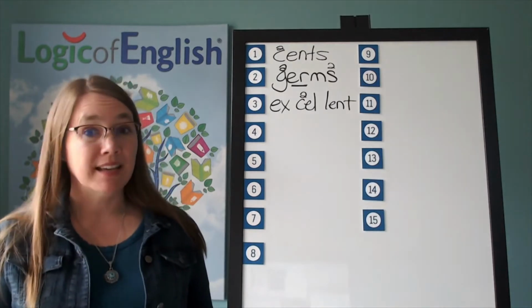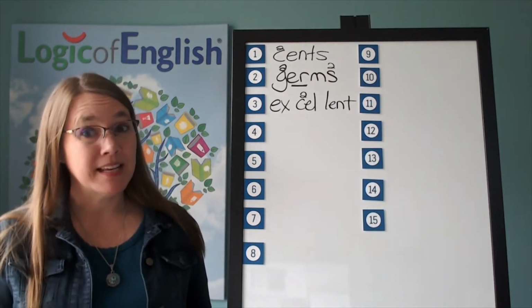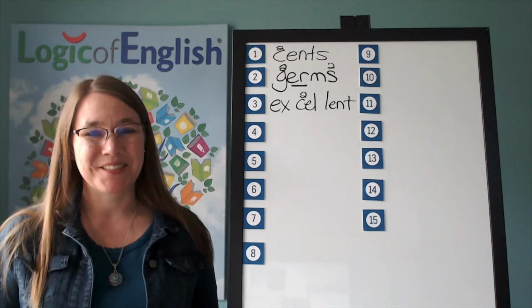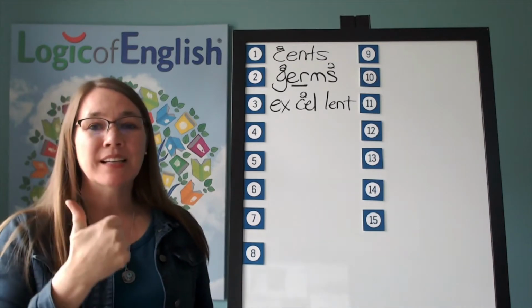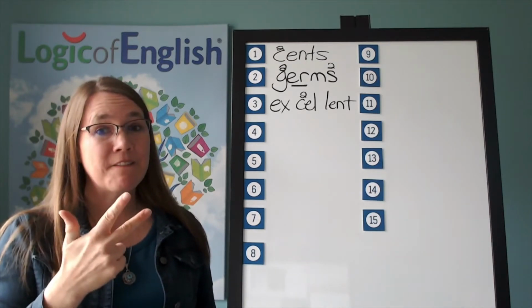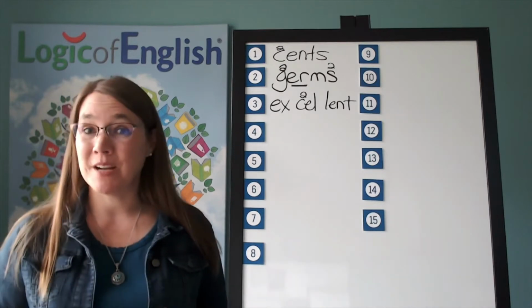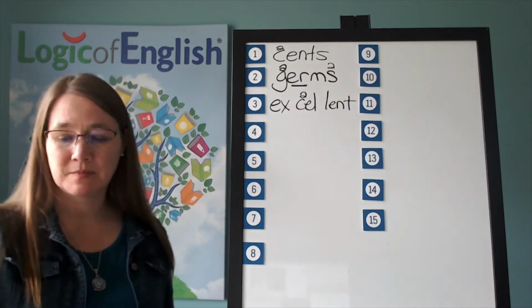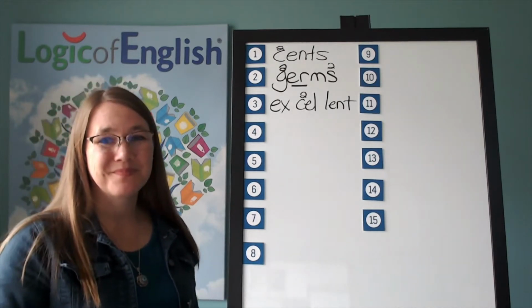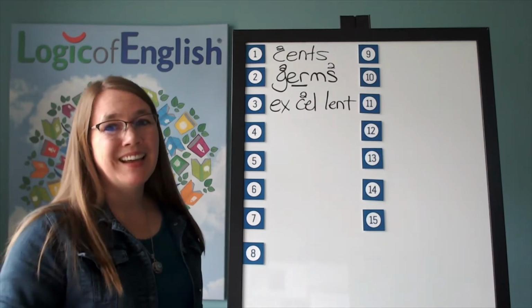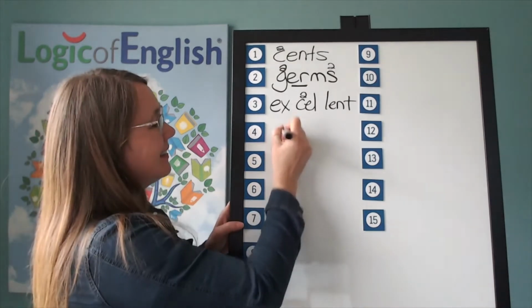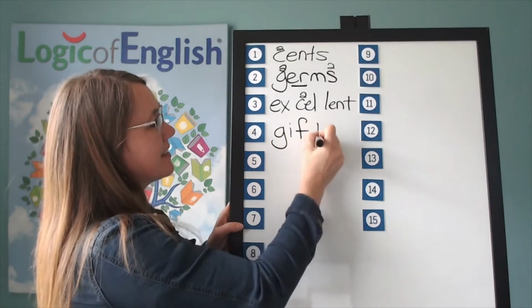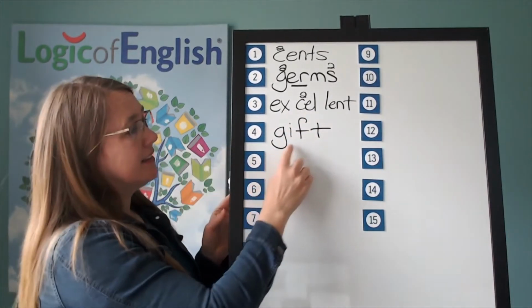The next word is gift. He gave me a birthday gift. Go ahead and say gift. Let's sound it out. G-I-F-T. Go ahead and write gift. And help me to write it. G-I-F-T. And let's read it.